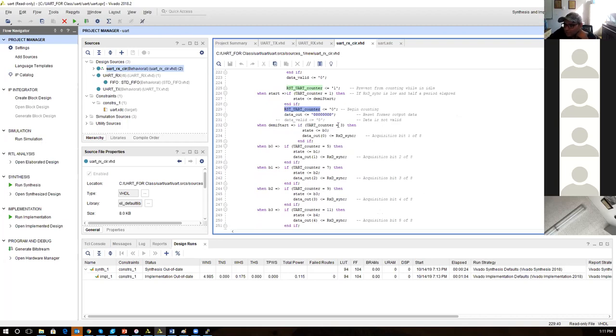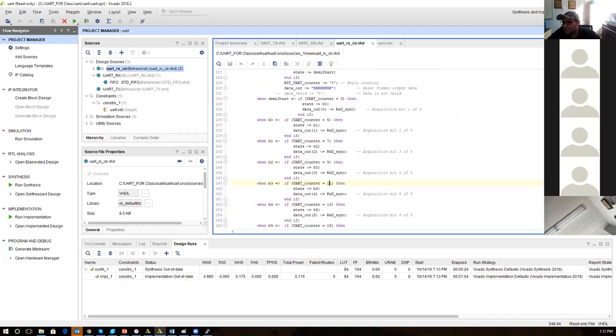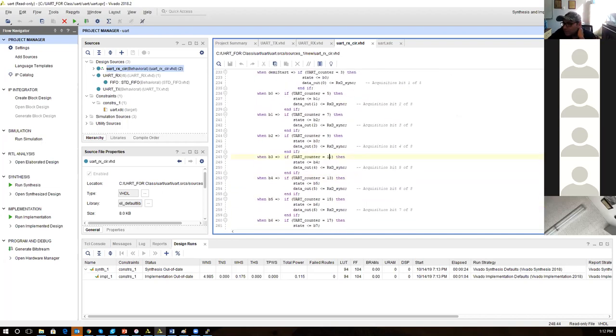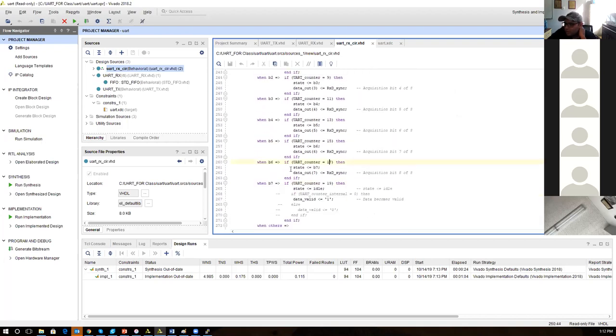Here I made it 3 because I used a different baud rate. From there I go to 5, from 5 to 7, from 7 to 9, from 9 to 11. So I add 2 cycles and I made the cycle completely relaxed. He made it 16, and then from there 13, 15, 17, and from there he closed up to the 19. And 19 was his B8, and then that went to idle.